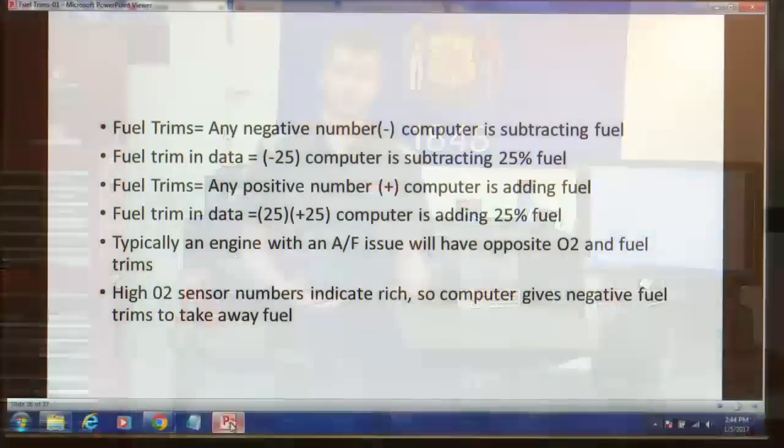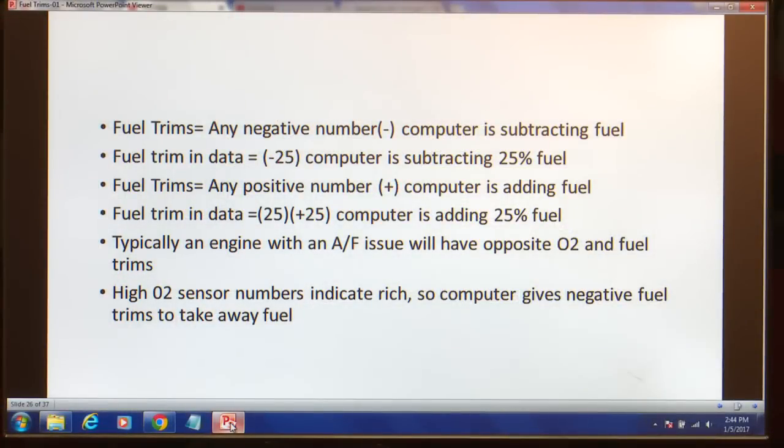Fuel trims are a little bit more simple, I think. Negative 25, we're subtracting, we're taking away fuel. The engine said, hey, I have too much fuel, things aren't right, we're running rich right now, let's take that fuel away. We're minusing, we're subtracting.